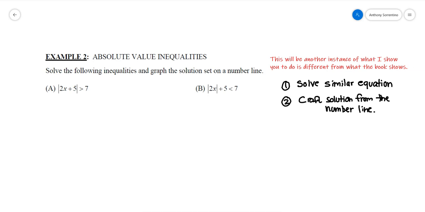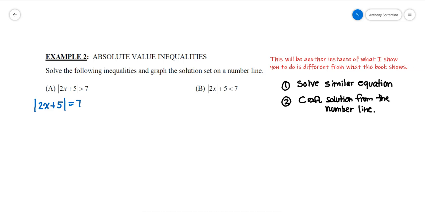I'm going to turn this into a similar absolute value equation. So I'm just going to get rid of the greater than and replace it with an equal to. And I just do what I did above. I'm going to solve this equation. So I have 2x plus 5 equaling 7.